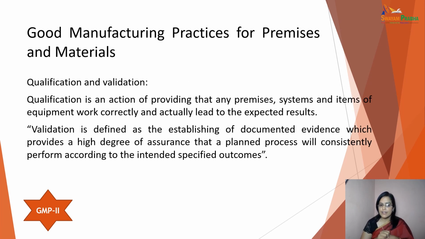Next is qualification and validation. So, what is qualification? It is the action of proving that any premises, system, and item of equipment works correctly and actually leads to the expected result. This is qualification. Validation. What is validation? Validation is defining and establishing documented evidence which provides a high degree of assurance that the planned process will consistently perform in accordance with the intended specified outcome.